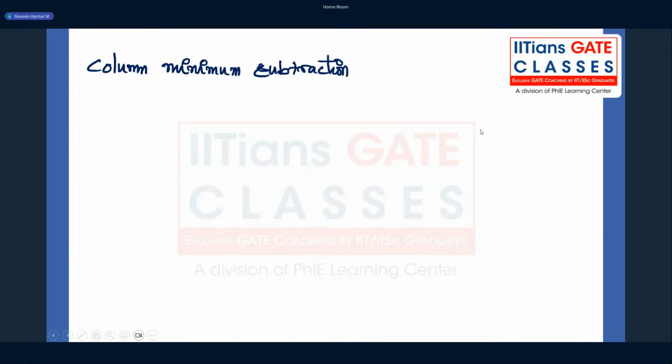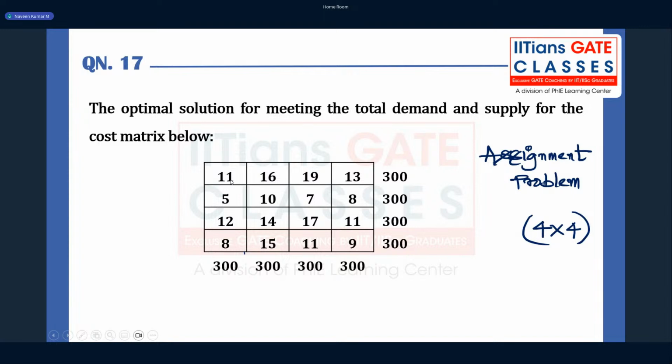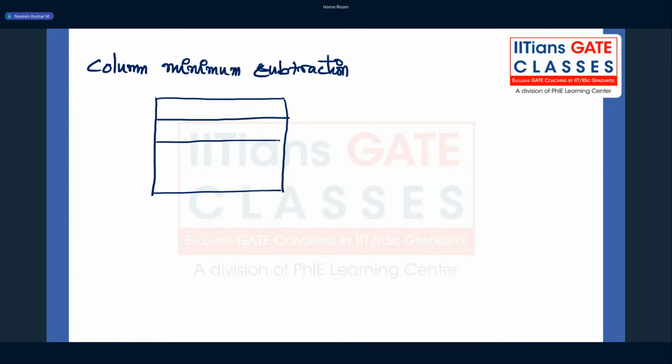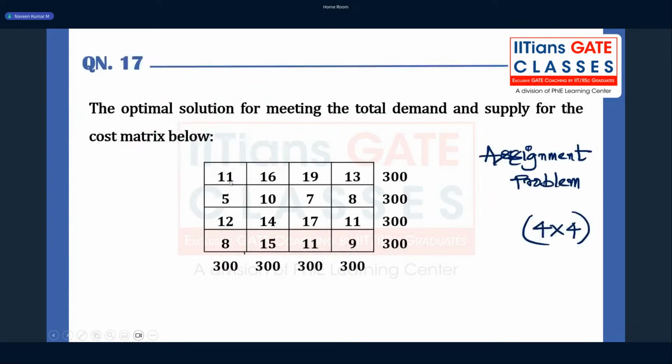If you're doing the column minimum subtraction, what is it? If you look at the column 11, 5, 12, 8, the column minimum is 5. So you subtract: 11 minus 5 is 6, 5 minus 5 is 0, 12 minus 5 is 7, 8 minus 5 is 3. Like that, you do the column minimum subtraction. Let me write the table, 4 cross 4.